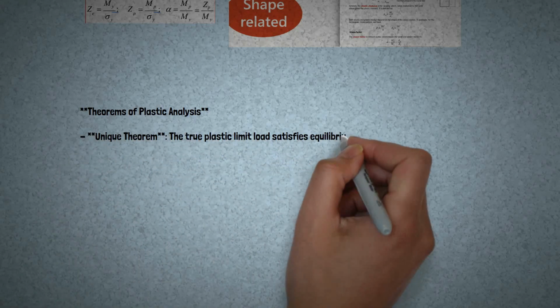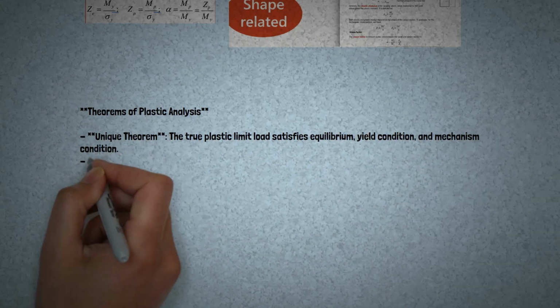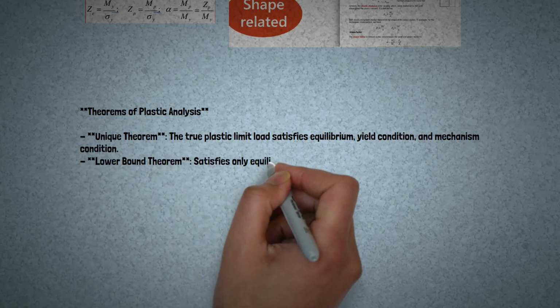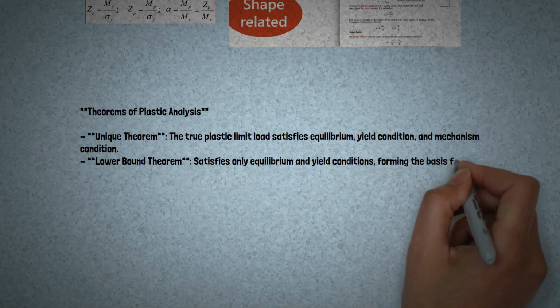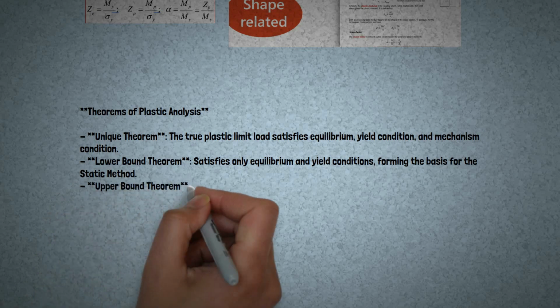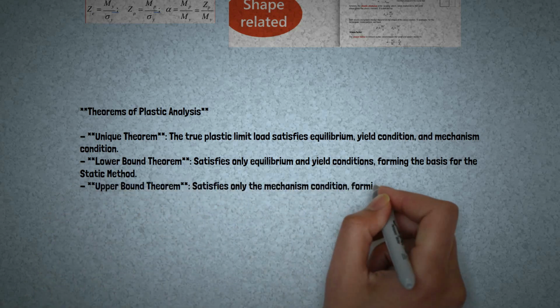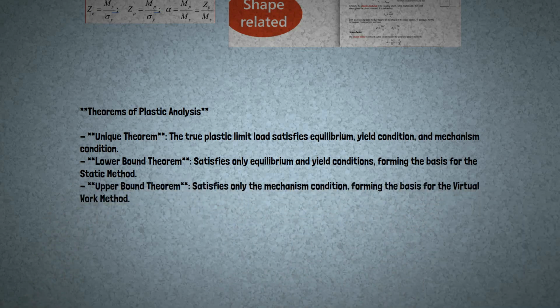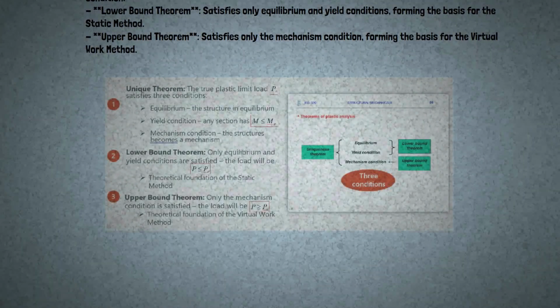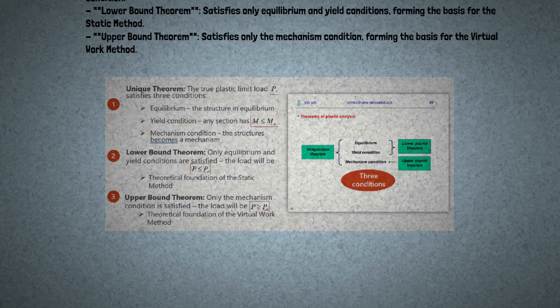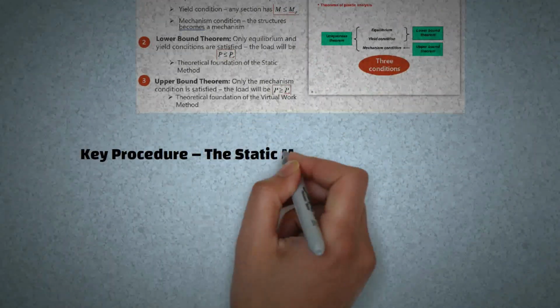Unique theorem: the true plastic limit load satisfies equilibrium, yield condition, and mechanism condition. Lower bound theorem: satisfies only equilibrium and yield conditions, forming the basis for the static method. Upper bound theorem: satisfies only the mechanism condition, forming the basis for the virtual work method.